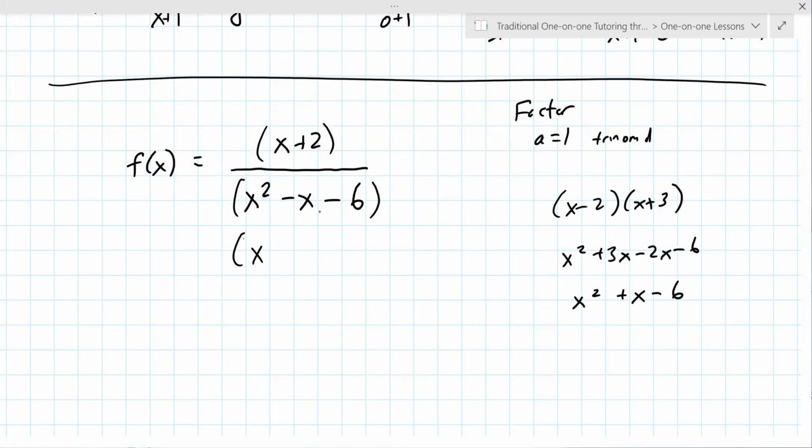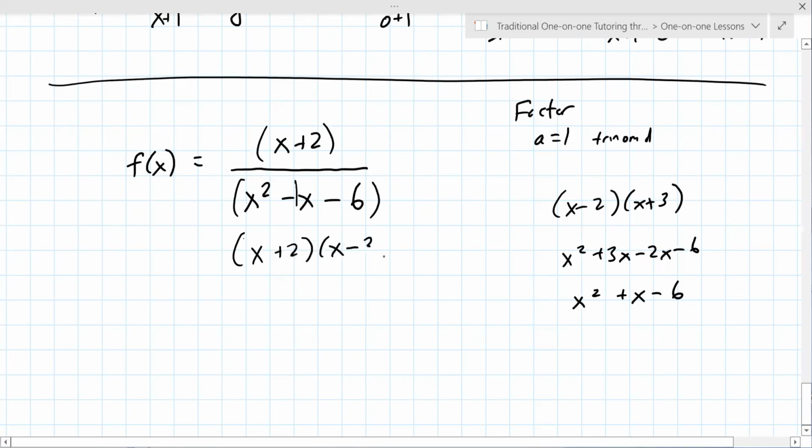So what do you think your mistake is? Because 3 and negative 2 definitely multiply to negative 6, but they don't add up to negative 1. Is one of the x's negative? Or wait. Is it positive 2 and then negative 3? Yes, plus 2, x minus 3. Good. Okay. Great. So you don't cancel, you just factor.